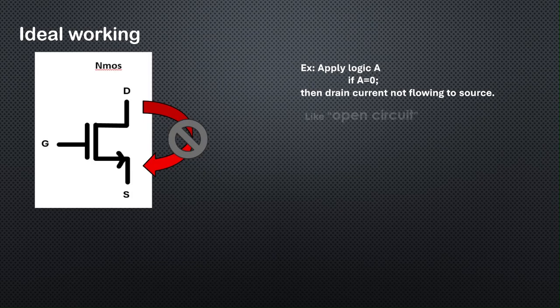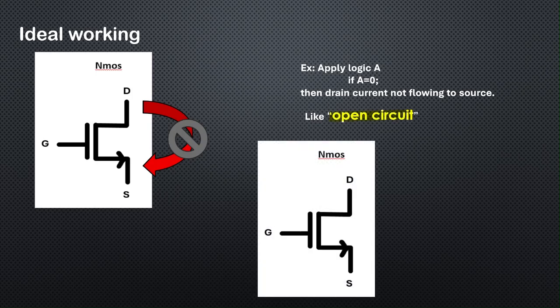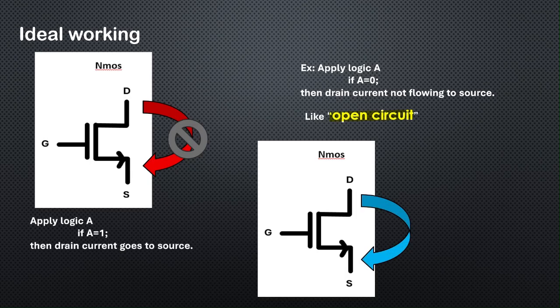Now, let's consider the gate input A equals 1. In this case, the NMOS transistor turns on. So a connection is created between drain and source, and current can flow. It behaves like a closed switch or a short circuit. Simply put, just like a bulb turns on when a switch is closed, an NMOS transistor turns on when it receives a high, logic 1, signal. When it receives a low, logic 0 signal, it turns off and blocks the current flow.